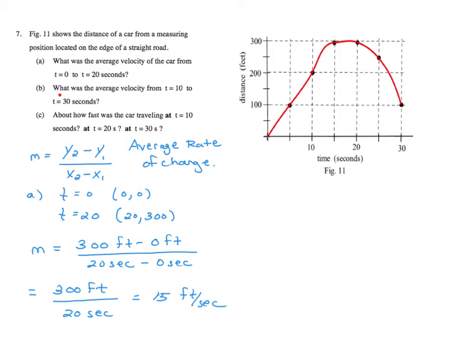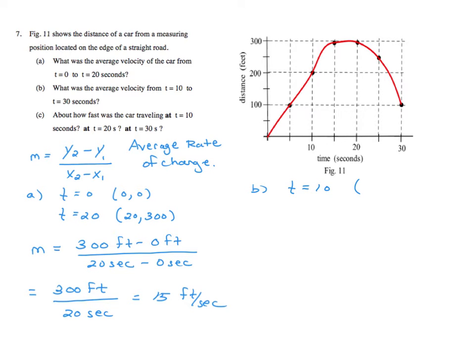Same idea for part B. What is the average velocity between 10 and 30 seconds? So that is from this spot to this spot. So it's going to be the slope of the line between those 2 points. So it's going to be a negative number, but that just means the car is going to be traveling backwards towards the starting point. So for B, we have t equals 10 seconds.